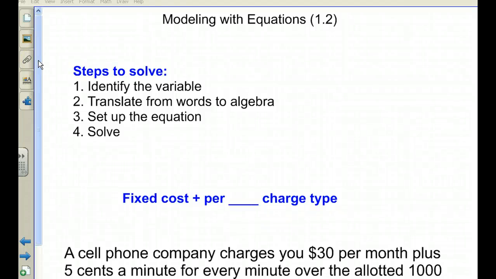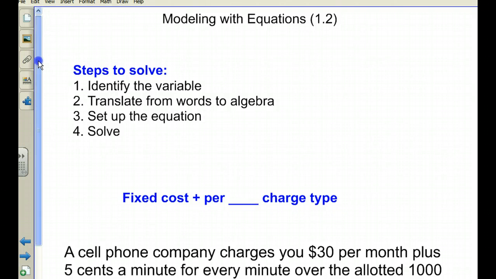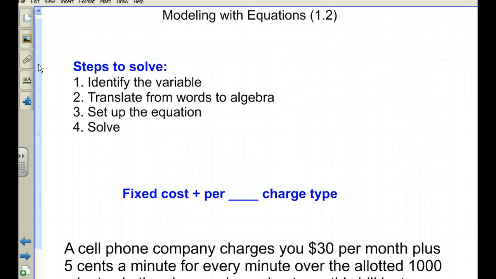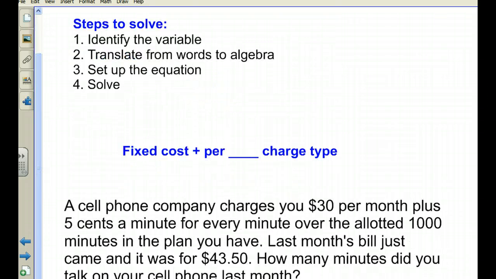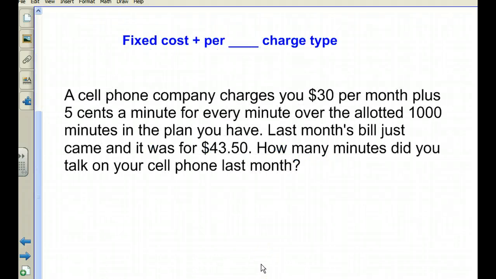Okay, so in this lesson we're going to be using word problems, and typically the steps to solve a word problem would be to identify the variables, translate those words to algebra expressions or equations, set up the equation, then solve.